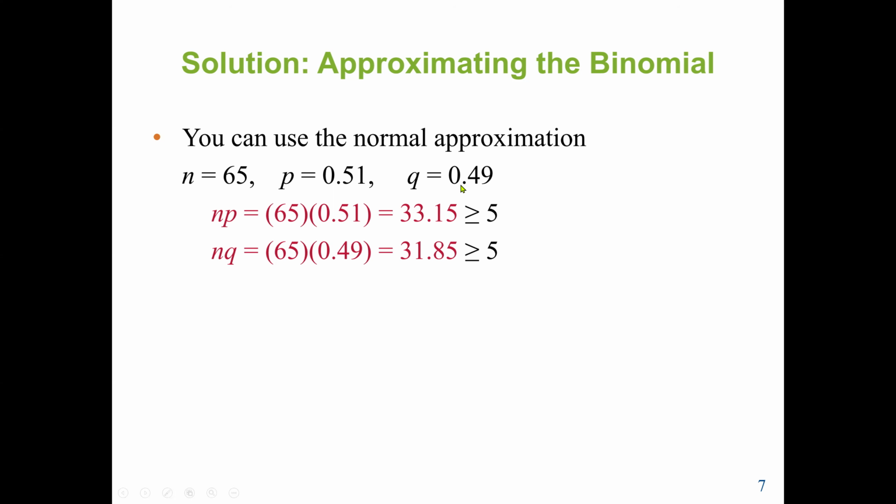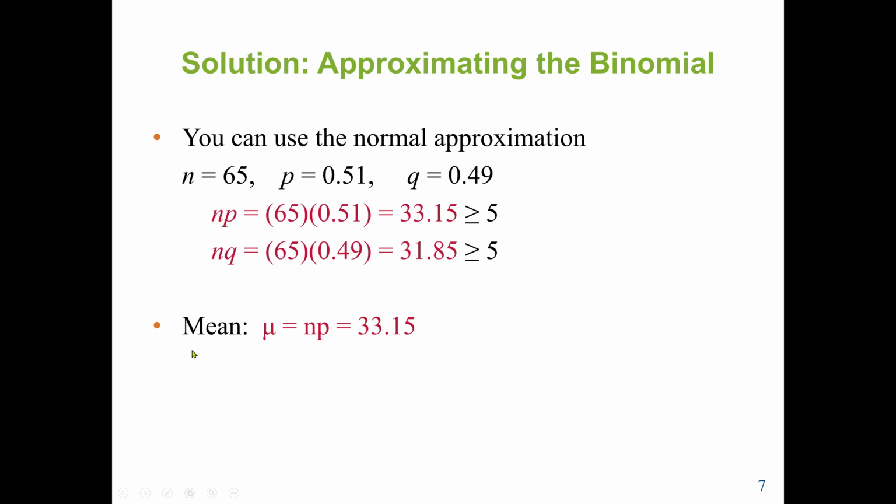Again, why is q 0.49? Because the question says that if they decided to exercise more for their New Year's resolution, 51% are successful. So 51%, we change it to a decimal value, it will be 0.51. So that will be our p-value. 65 adults is the sample size. So we test our np and nq, and since they are greater than 5, we can use the normal approximation.